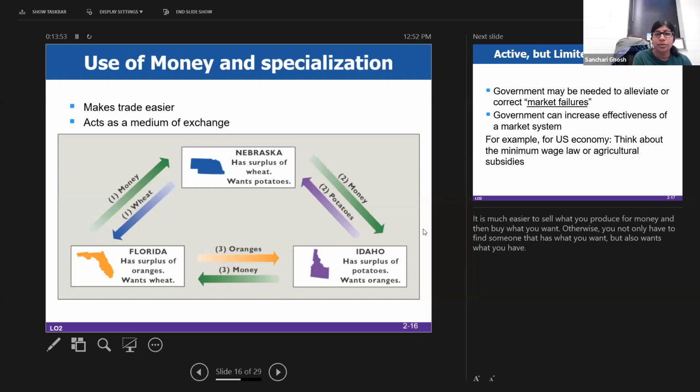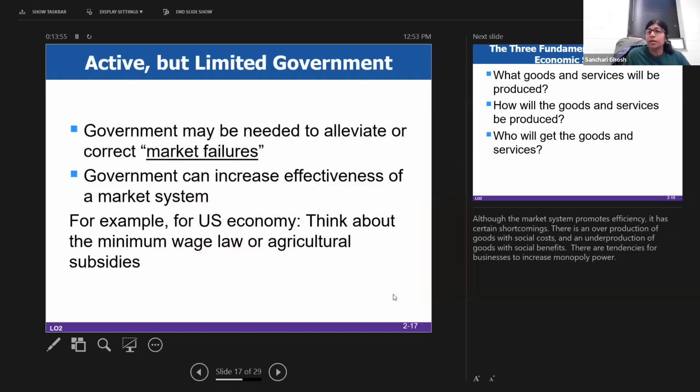So moving on, the last thing about markets that we should remember is the active and limited government. Limited government should always be there. As I said, it varies between 10 to 20% for many economies. Government always rectifies some of the market failures and improves the effectiveness of the market system.